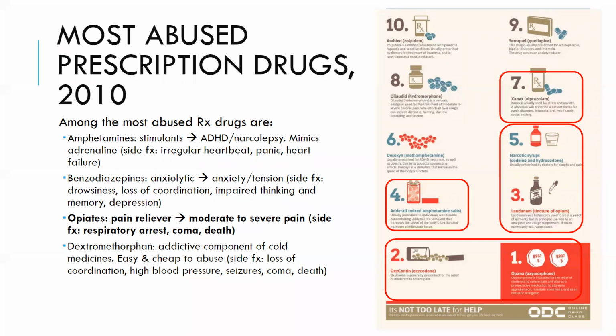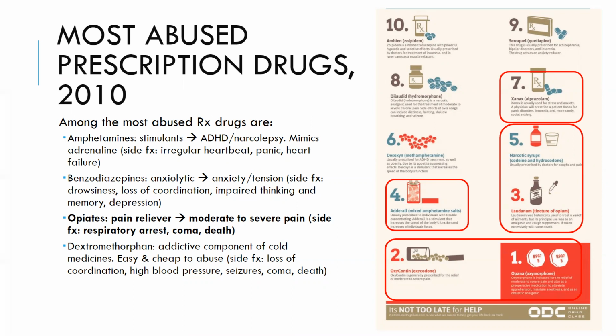Benzodiazepines are an anxiolytic, meaning they're an anti-anxiety drug, commonly prescribed to, of course, treat anxiety and tension. Side effects of abuse include drowsiness, loss of coordination, impaired thinking and memory, as well as depression. Opiates are a pain reliever that are, of course, prescribed to help alleviate moderate to severe pain. Side effects include respiratory arrest, coma, and death. Ultimately, these drugs can sedate the part of your brain that is responsible for breathing, which ultimately leads to those respiratory complications and death in certain situations.